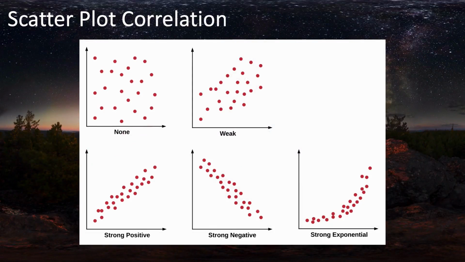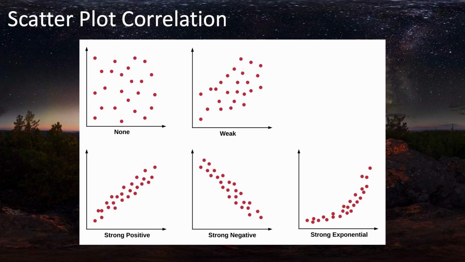Here are some examples of scatter plot diagrams with different patterns of relationships. The one labeled none is what you'd expect to see when two variables are not correlated. They aren't related. They don't appear to affect each other. They're independent.